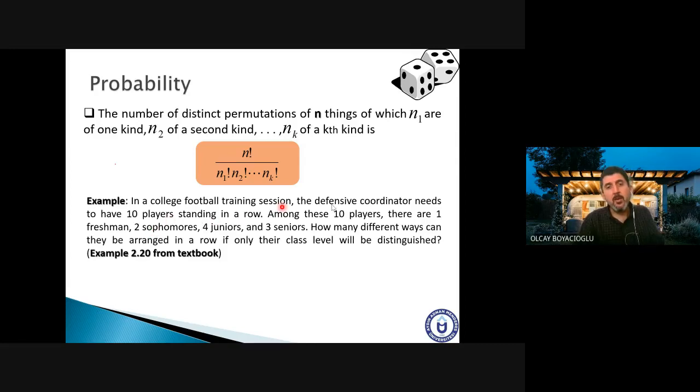Okay, our defensive coordinator needs these 10 players. However, their school years are different. Now the question here: how many different ways can they be arranged in a row if only their class level will be distinguished?